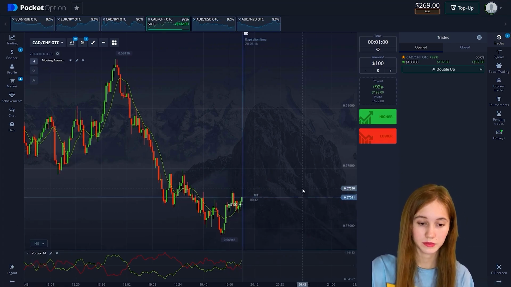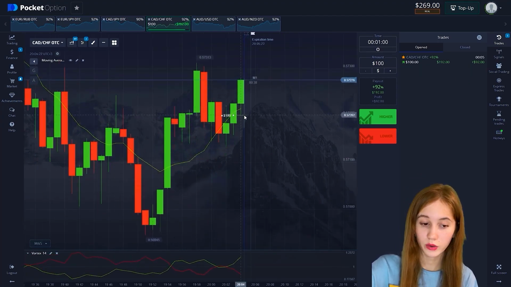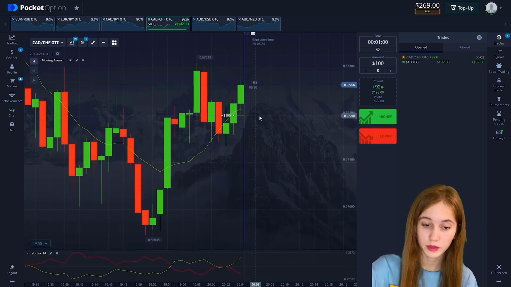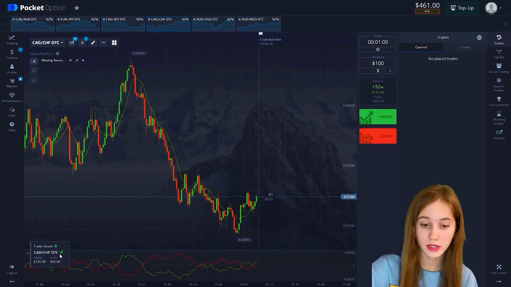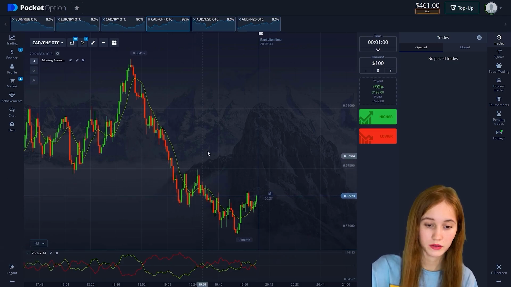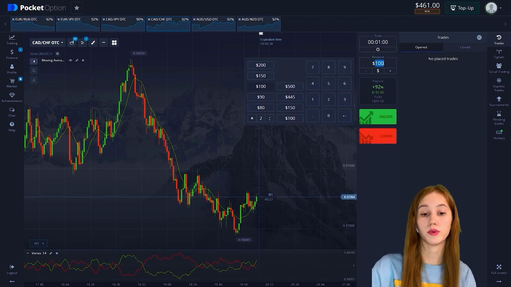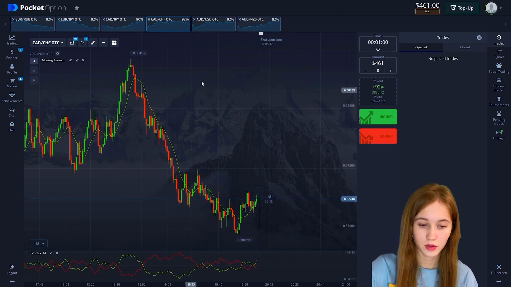Let's see. 8 seconds left. Our chart is starting to grow. Quite good. Plus deal. Profit is $92. $461 on our balance. So let's move on.